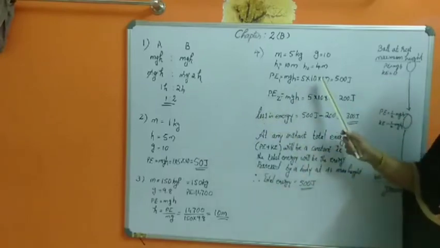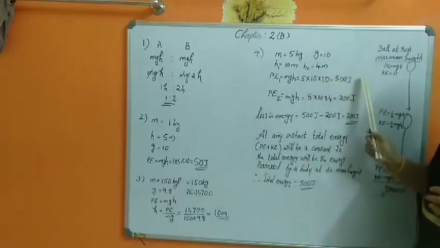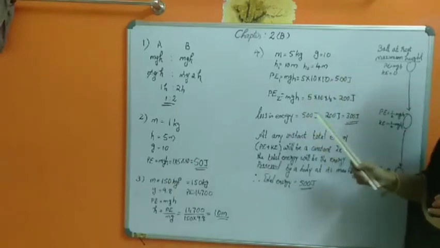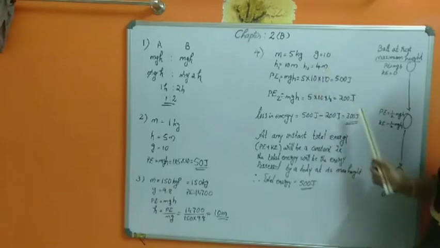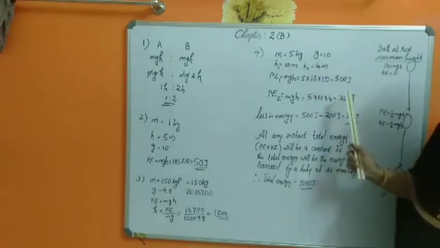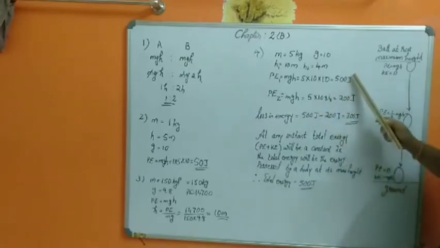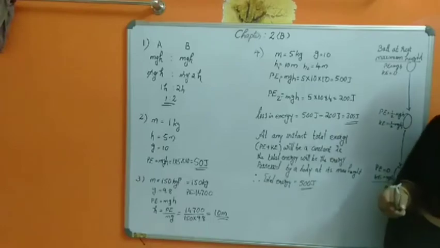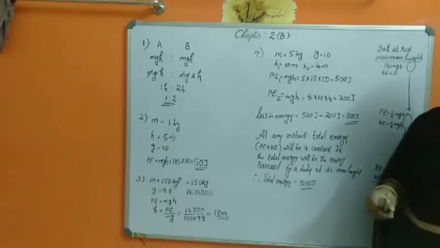When it is at a height of 10 meters, its potential energy is 500 joules. But when it falls to a 4 meter height, it is 200 joules. So the loss in energy will be 500 minus 200. You will get 300 joules. Okay, loss in potential energy.